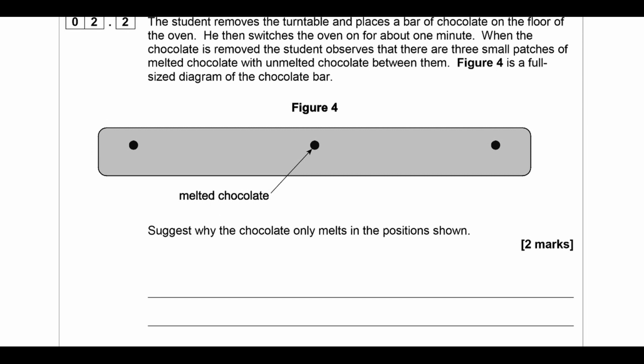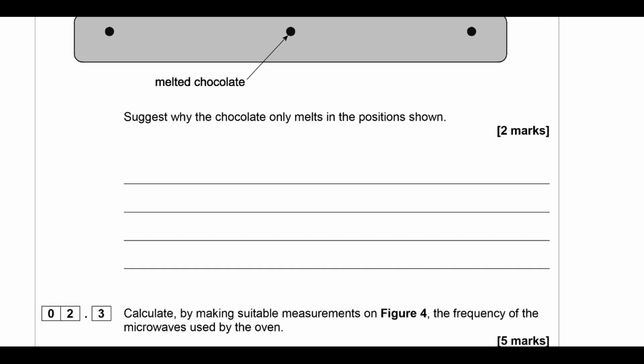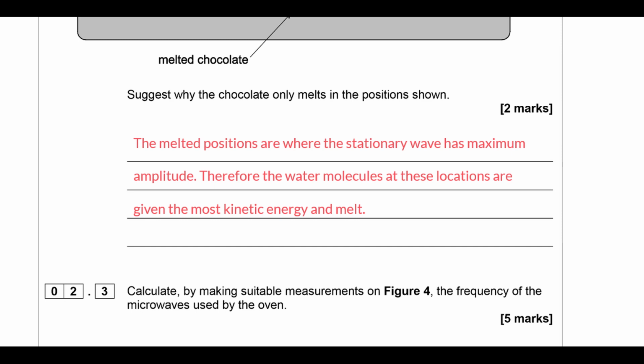Well, it's going to melt in places where the microwaves give the water molecules a lot of energy, and that's going to be at antinodes, where the water molecules in the chocolate are going to be vibrated the largest amount. So these are going to be antinodes with nodes exactly in between them. So that's the explanation there. Okay, and that's what we've got here.